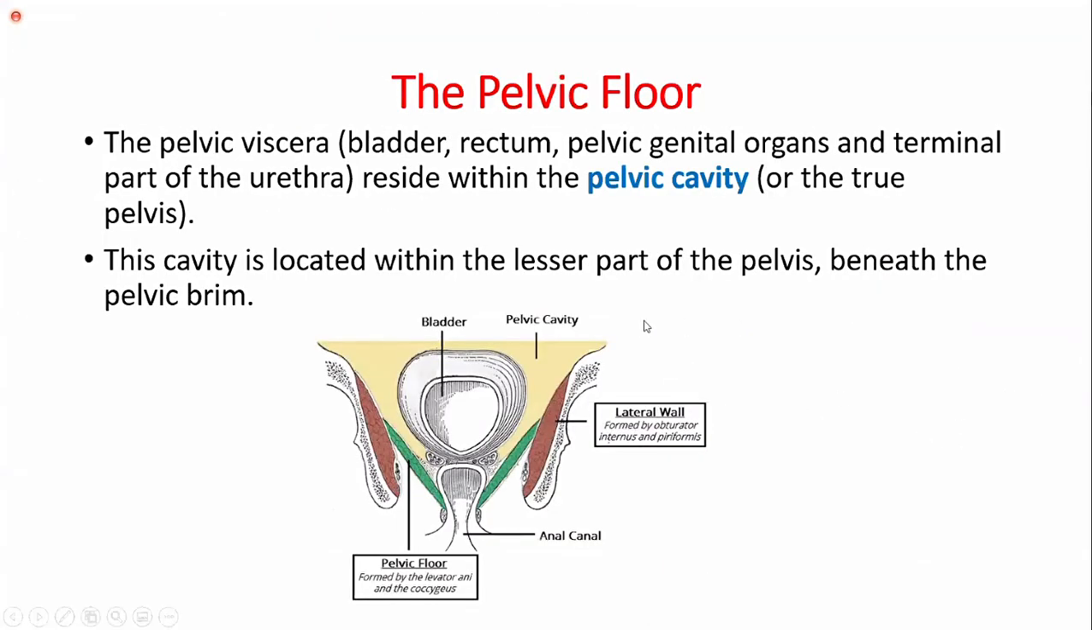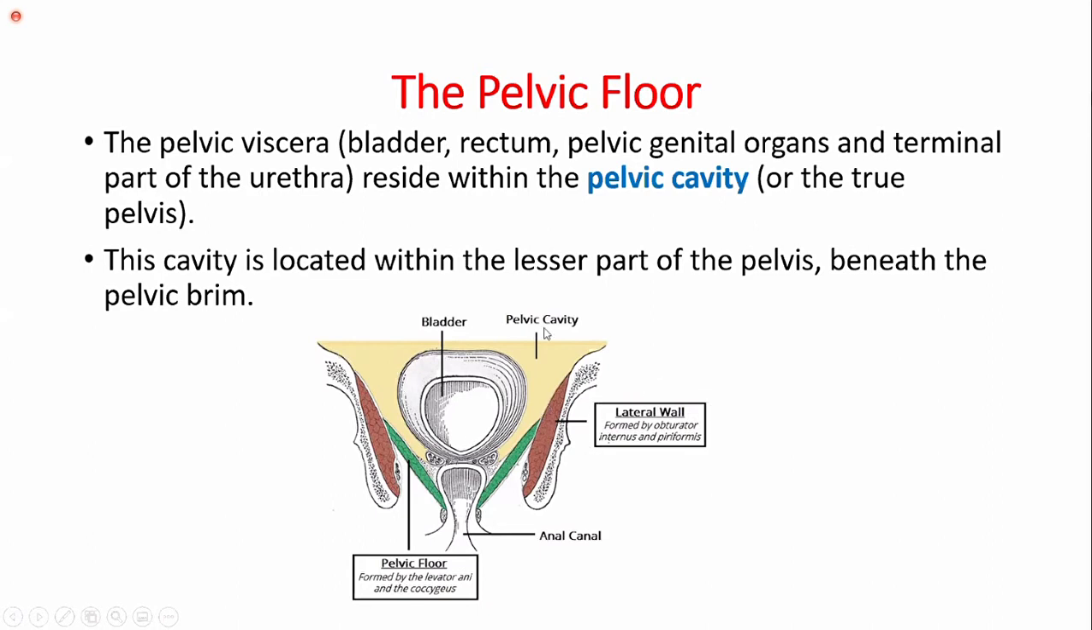Now we're going to talk about a very important structure, basically the pelvic floor. So basically, all the pelvic viscera, you have the bladder, you have the rectum, you have the genital organs, and also the terminal part of the urethra. All of these reside in this pelvic cavity. This is all the space in the pelvic cavity. We call this the true pelvis, and this is basically located beneath the pelvic brim. This is the pelvic brim. All these structures are located below these boundaries.